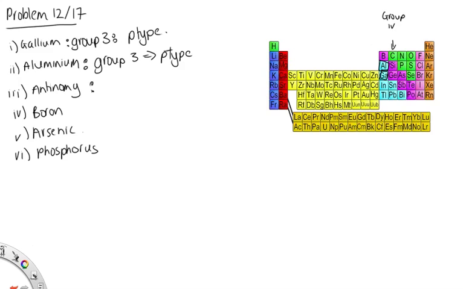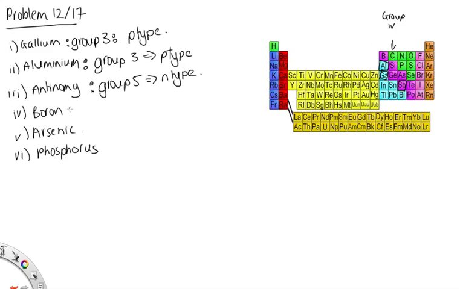Antimony. Here's antimony, it's in group 5. Which means that it has 5 electrons in its outer shell, so it's got an extra electron than silicon does. And so this is N-type. It's the extra electron which will be the charge carrier.